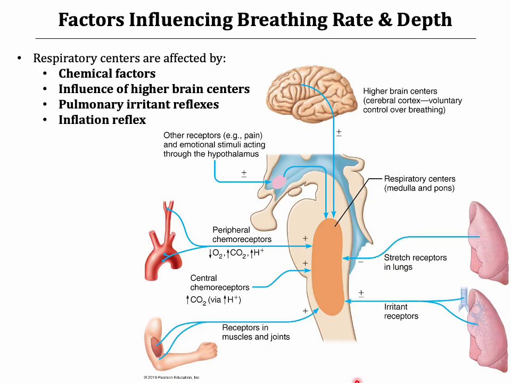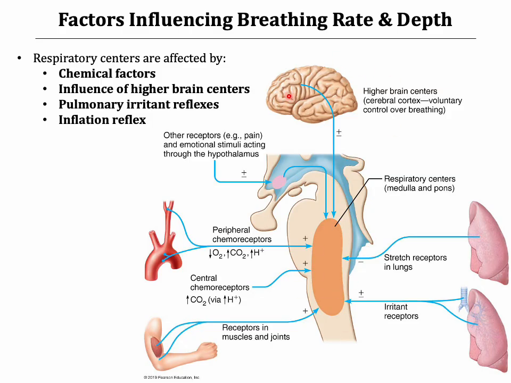This is a nice visual here representing the different factors that influence breathing rate and depth. So chemical factors are a huge one. These are going to stimulate our chemoreceptors. We have peripheral and central ones, very sensitive to CO2 levels, O2, hydrogen ions, things of that nature. That's going to act on those respiratory centers within the medulla and pons.